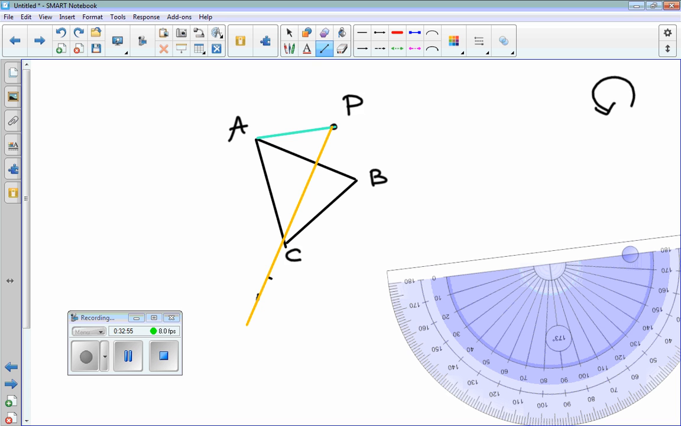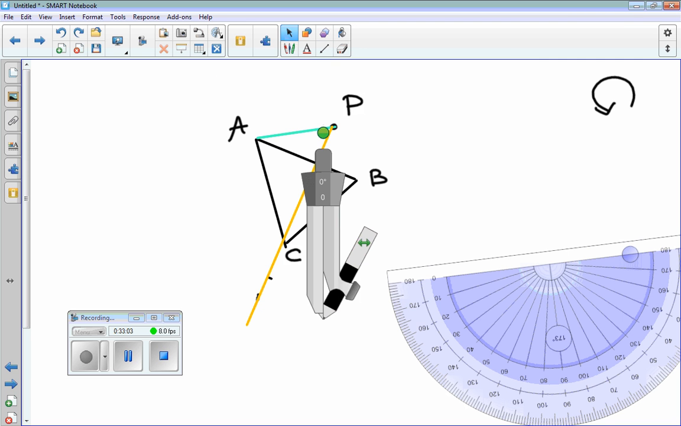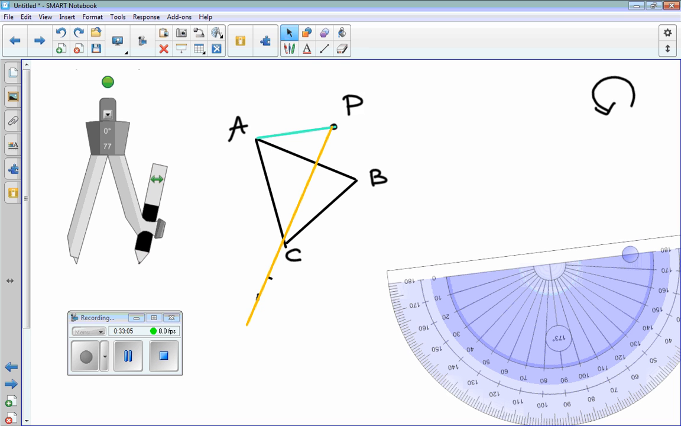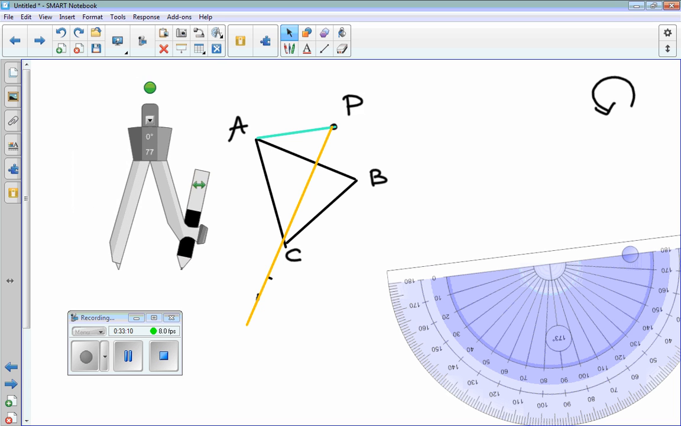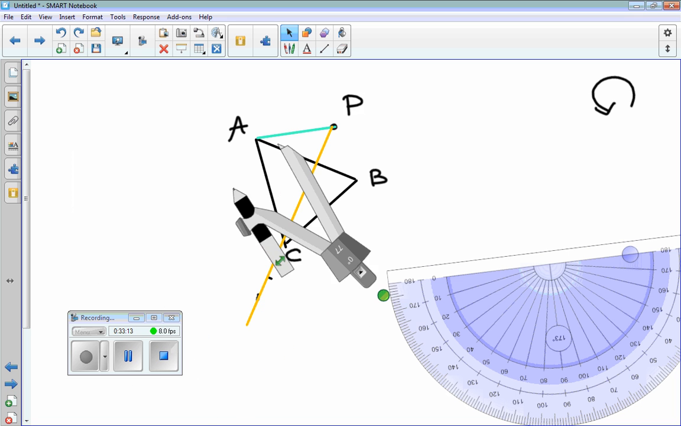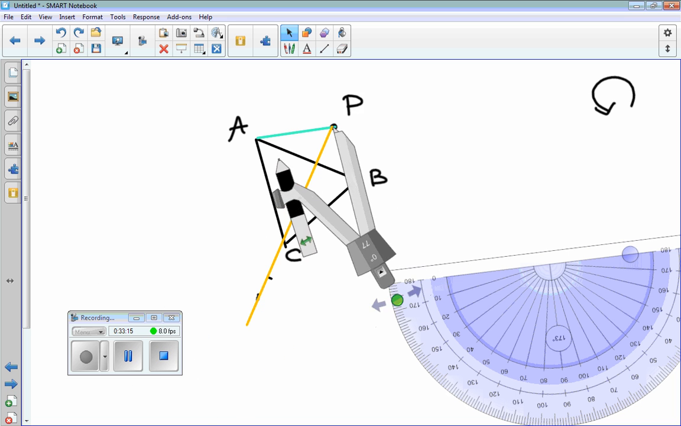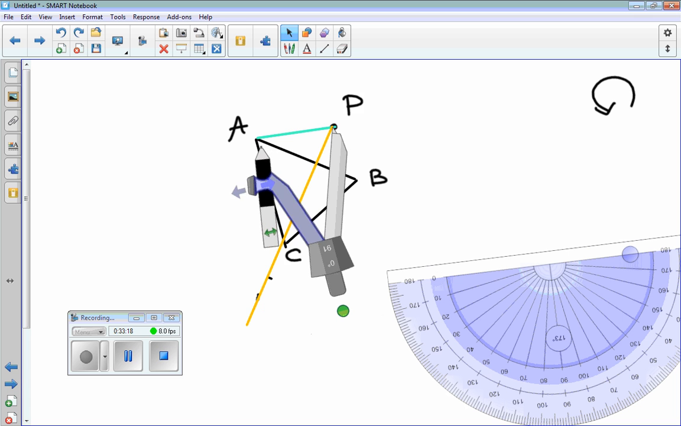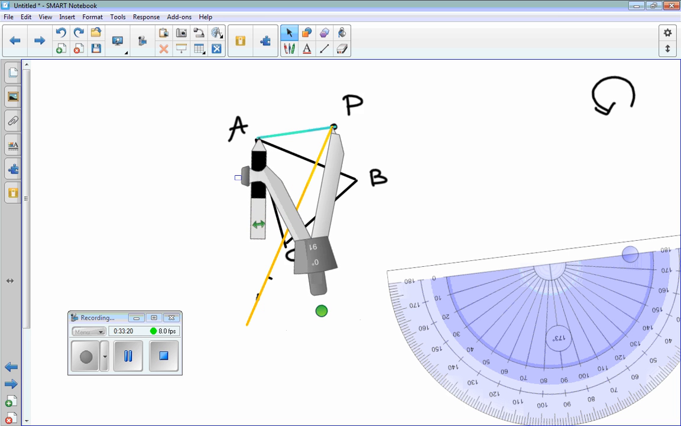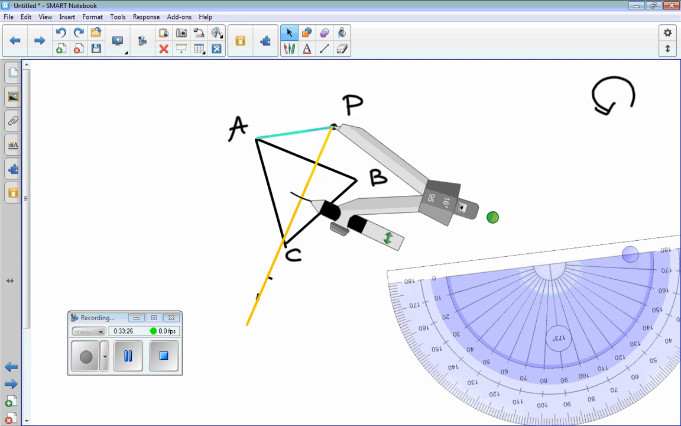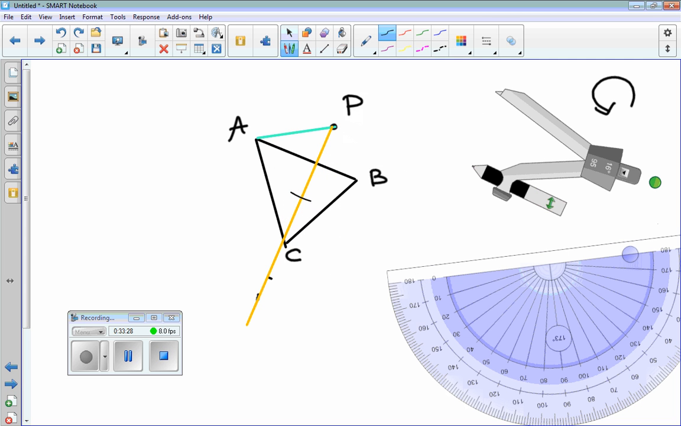How do I find A prime now? My compass. And what do I do with my compass? I'm going to measure something. What am I going to measure? The length of what? P to A. Very good. So we're going to measure that. Once I have that measured, I'm going to come on my orange line, make an arc, and I have now created A prime.